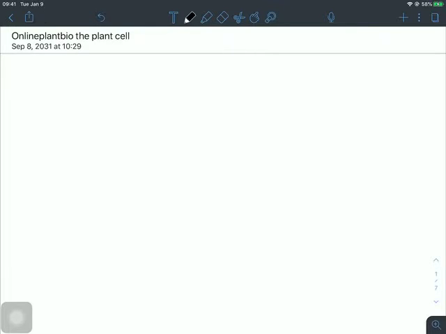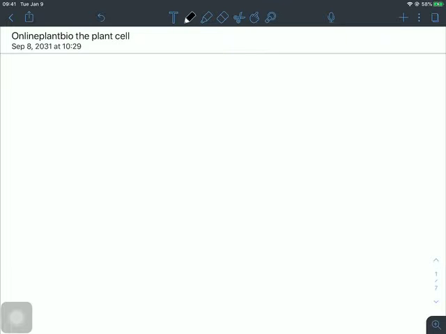What is a plant cell? How do they differ across the plant body? How do they grow? What do they do? And how do they make a plant unique from all of the other different life forms on planet Earth, with a special emphasis on what makes plants different from animals.